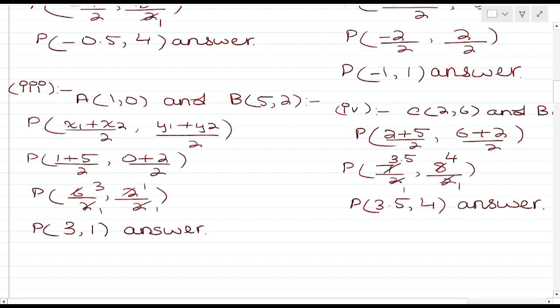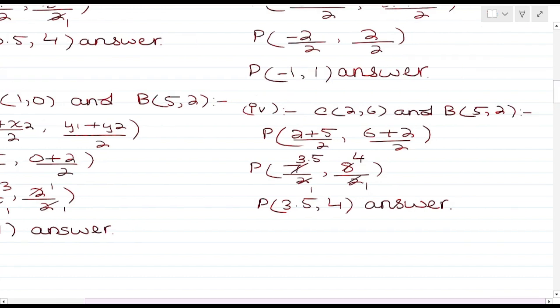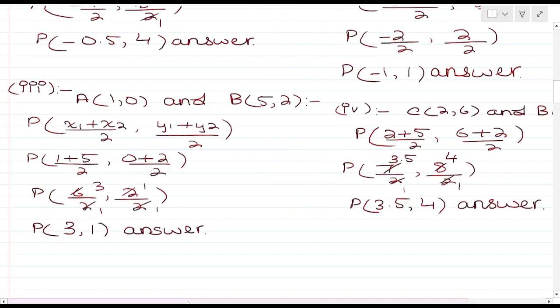And for the last part of question number 2, here we have C and B, which are (2, 6) and (5, 2). So if we add 2 with 5, divide that by 2, comma 6 plus 2 divided by 2, we get 7 and 8. 7 by 2 is just 3.5, while 8 by 2 is 4. So our midpoint for the fourth part is (3.5, 4).